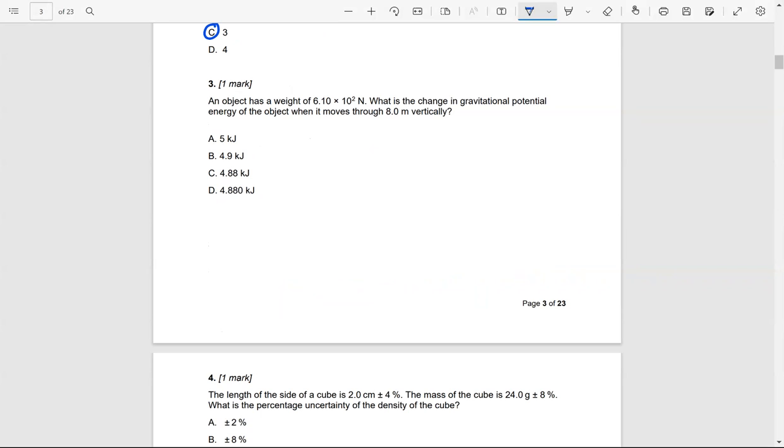Question 3, we're looking for the gravitational potential energy of an object that is moving a vertical height of 8 meters against gravity, which is mgh. So we're actually given the weight, which is mg alone, and then we multiply that by the height. So we have 6.1 times 10 to the 2 multiplied by 8.0.